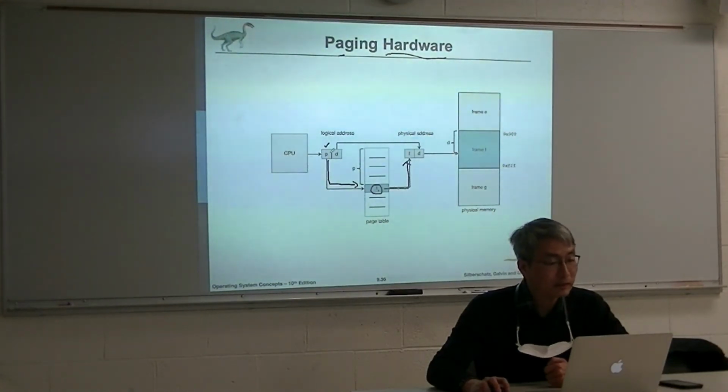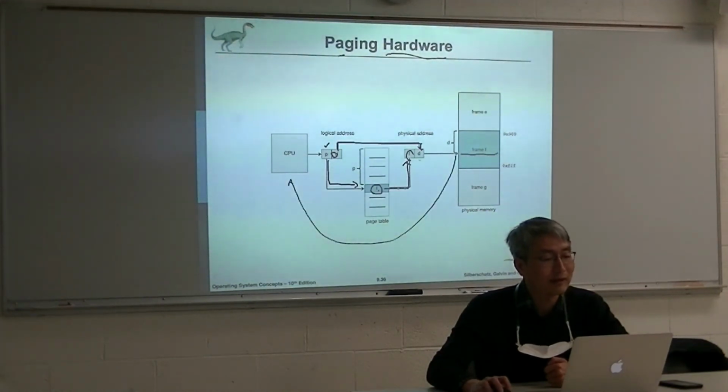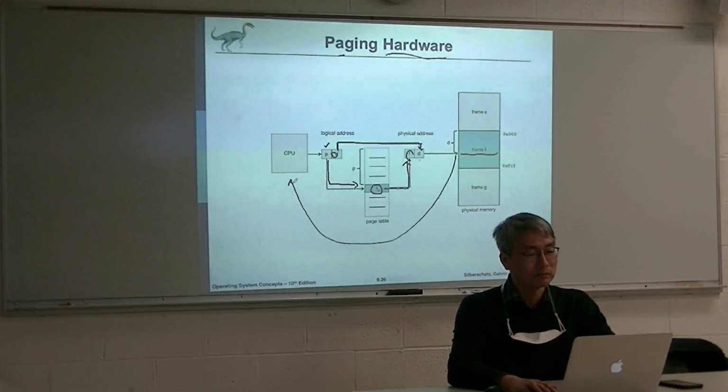Then the offset is the same thing, it's the location within the same page. So then we can add F plus D. That is the final physical address, and this will be returned back to the CPU like this. This is a page table.